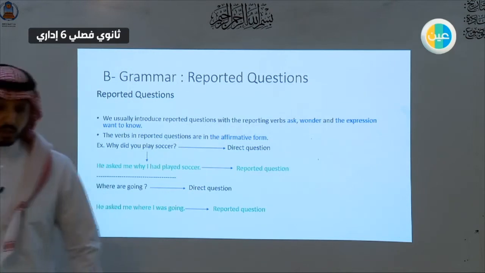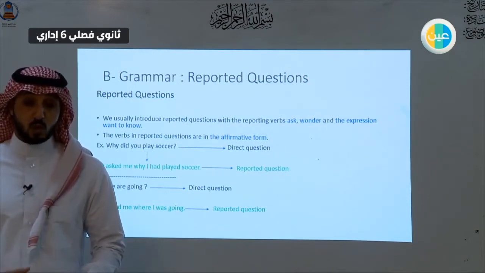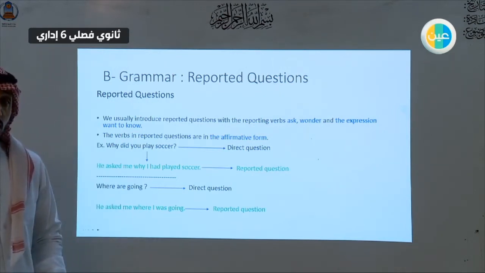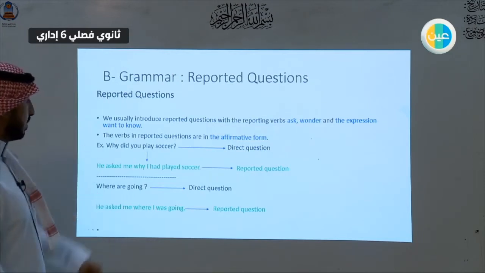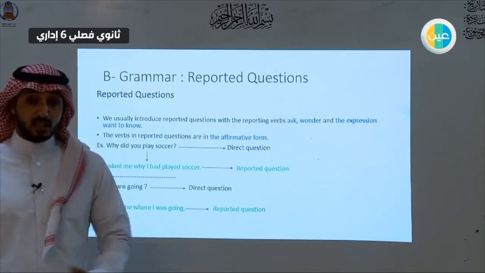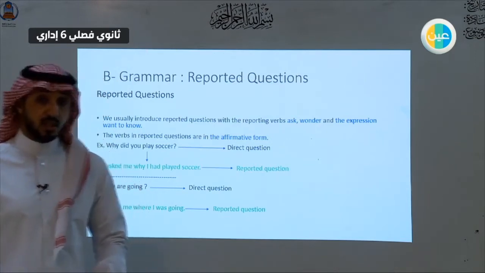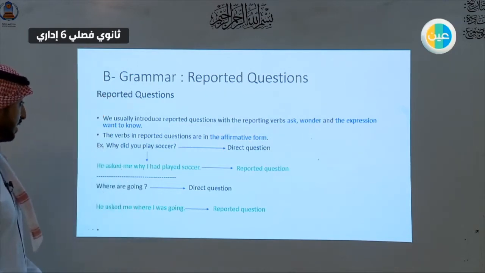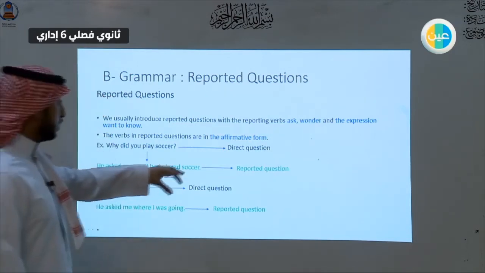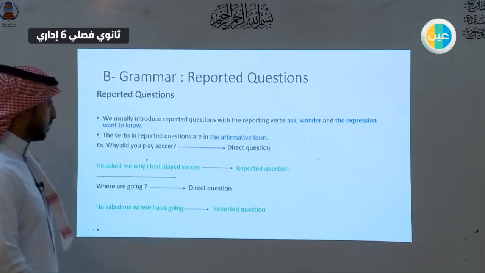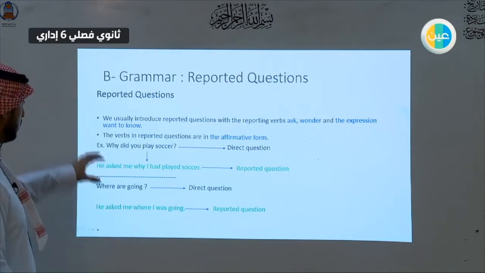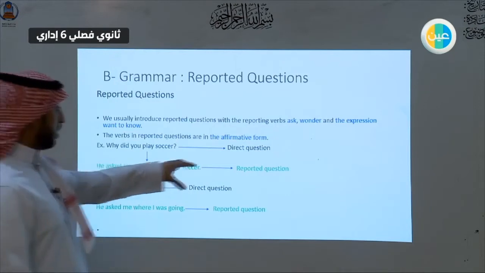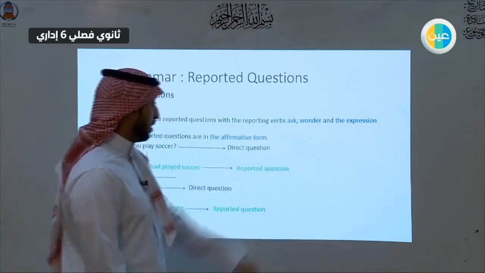The first one, using a question word, which is a question that starts with a WH, like what, where, who, why, etc. The second is to report a yes or no question, the question that starts with is or are or do or did, etc., depending on the tense. We usually introduce a reported question with the reporting verbs ask, wonder, and the expression want to know.